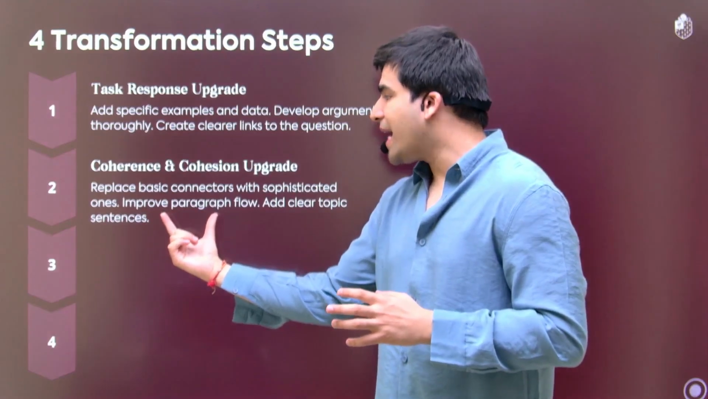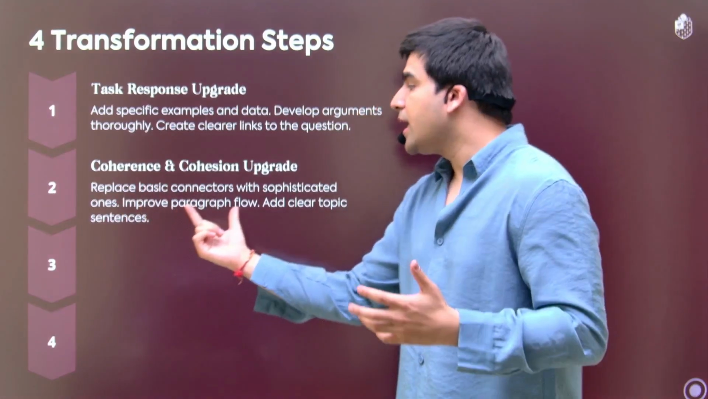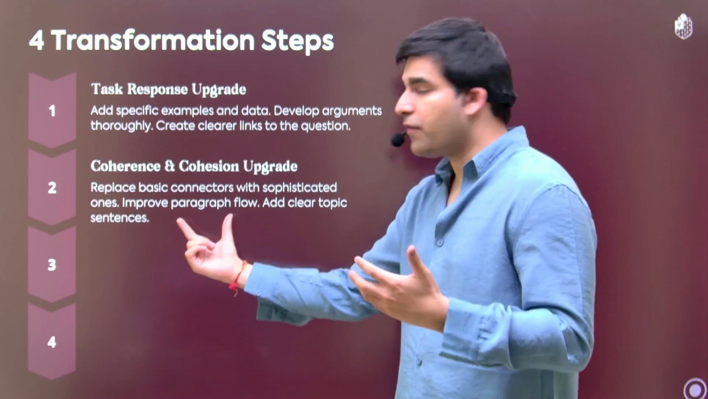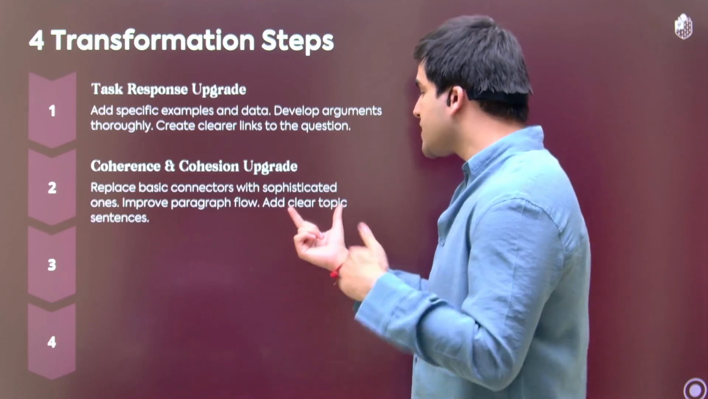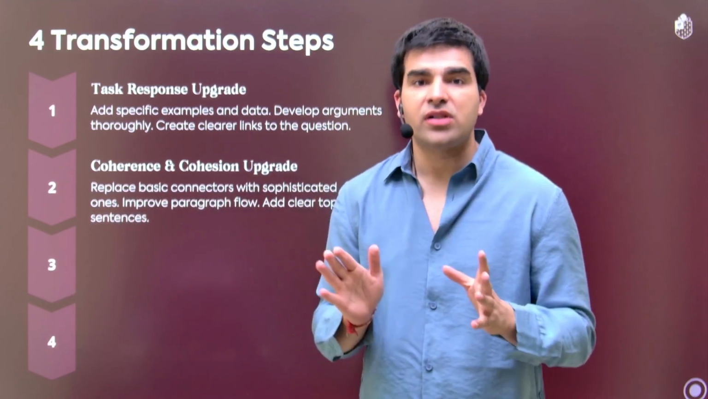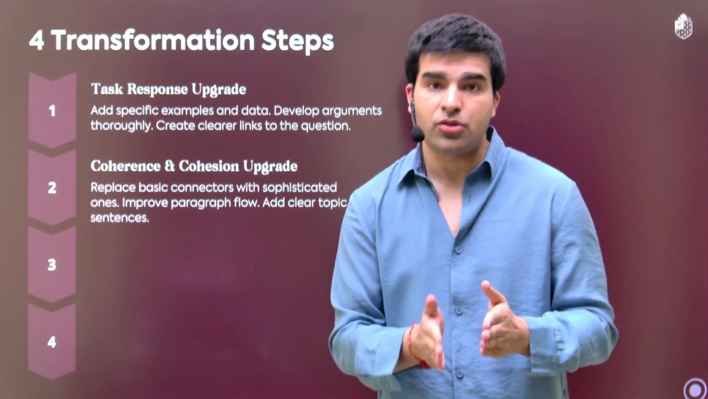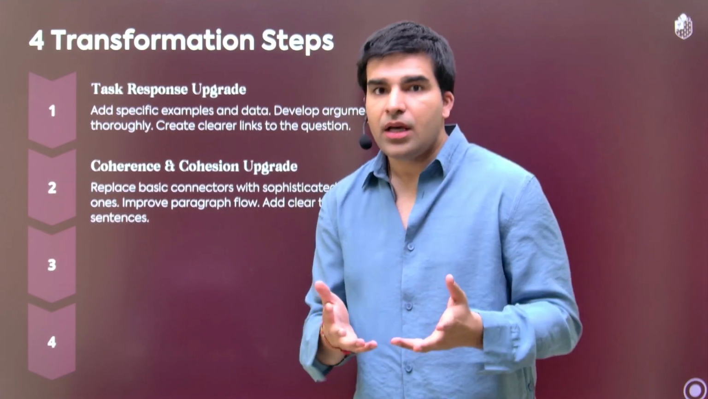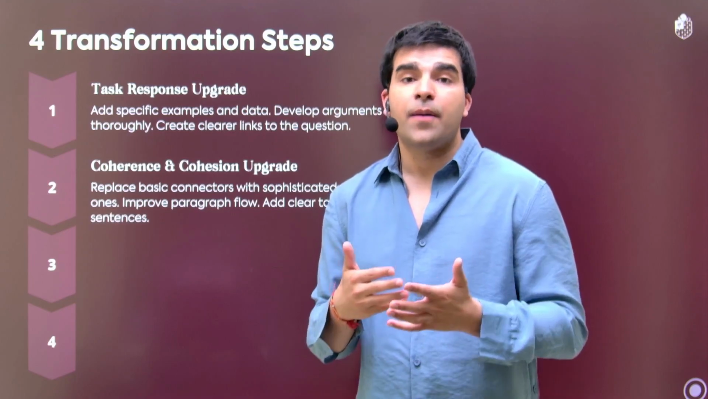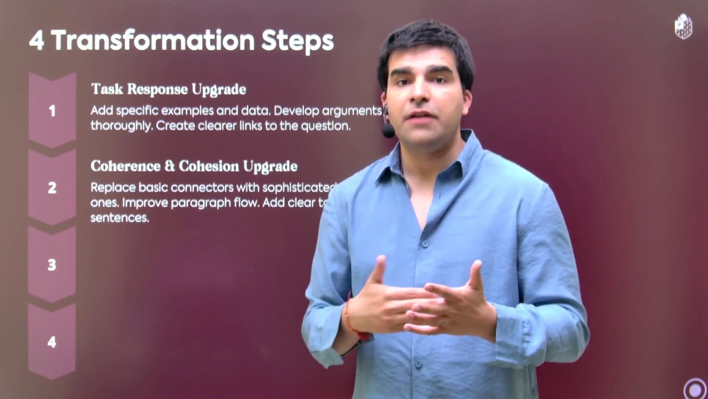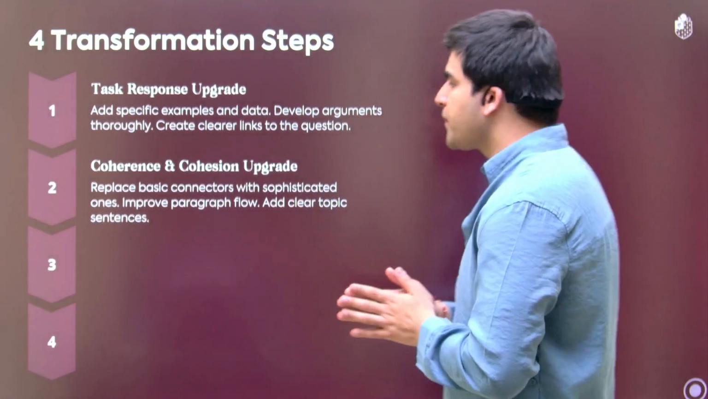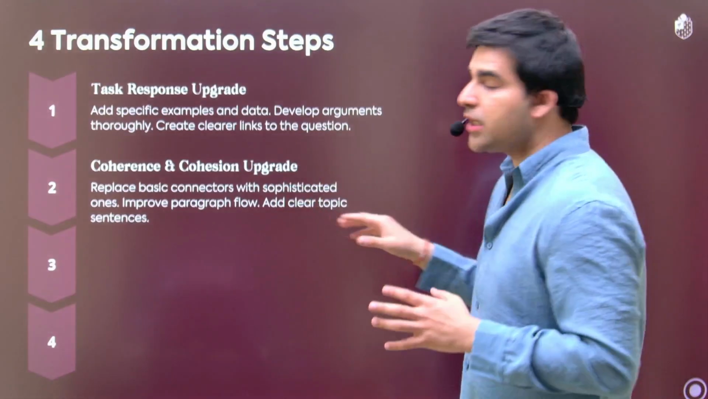So adding these connectors basically improves the overall flow of the paragraph. And it also says to add clear topic sentences. That means don't just make a general statement, decide what you are going to be talking about. That maybe government is spending a lot on railways these days, or improving the infrastructure, road infrastructure in India or whatever country you are in. So that's coherence and cohesion upgrade for you.